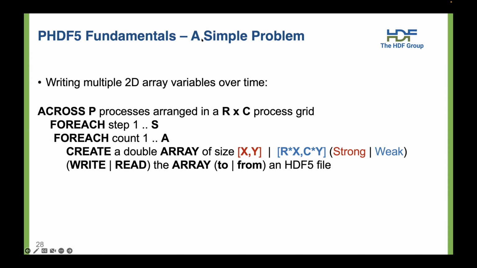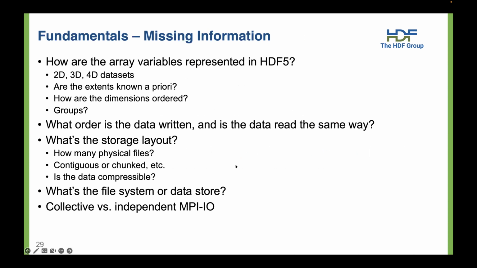So going on to the simple problem. This is just writing a 2D array of variables over time. This is common for an application. So you have all your ranks arranged in some kind of process grid. Then you have your time step. Then you have your count, the number of data sets you might have. So what you do is you create the array, the size of it depending on if you're doing strong or weak scaling, for example. And then you would just write the array to or from the HDF5 file.